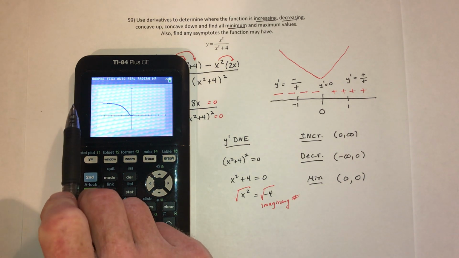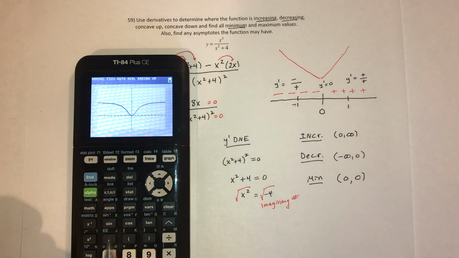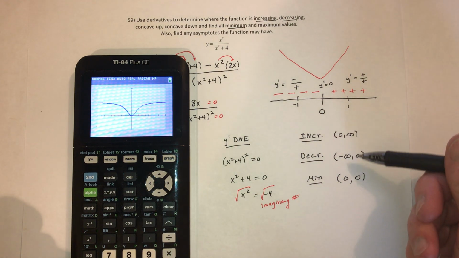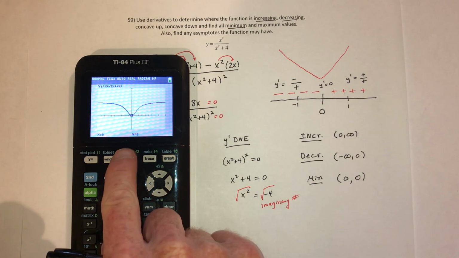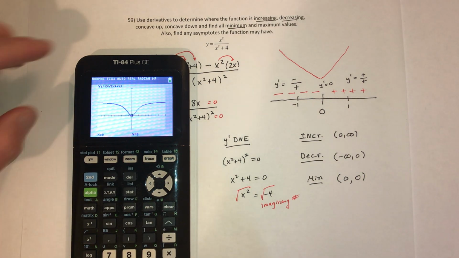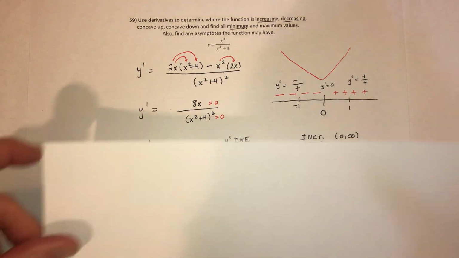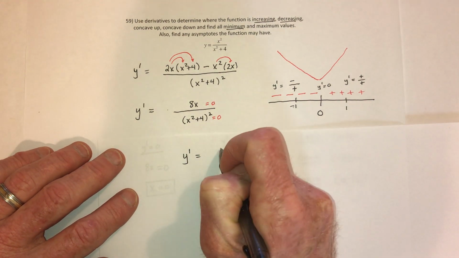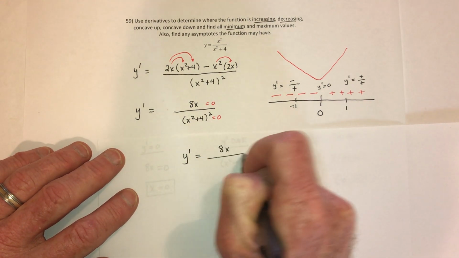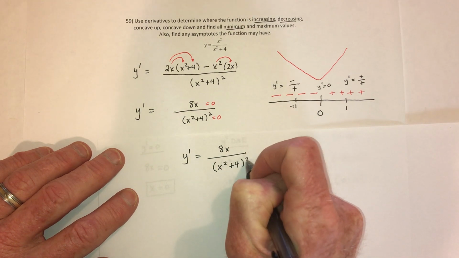You'll see that the left side is decreasing, then it has a minimum, and then the right side is increasing. So these look correct. And if you trace, (0, 0) is the minimum. All right, now it's time for the second derivative. So I need to write down the derivative is equal to 8x over (x squared plus 4) quantity squared.